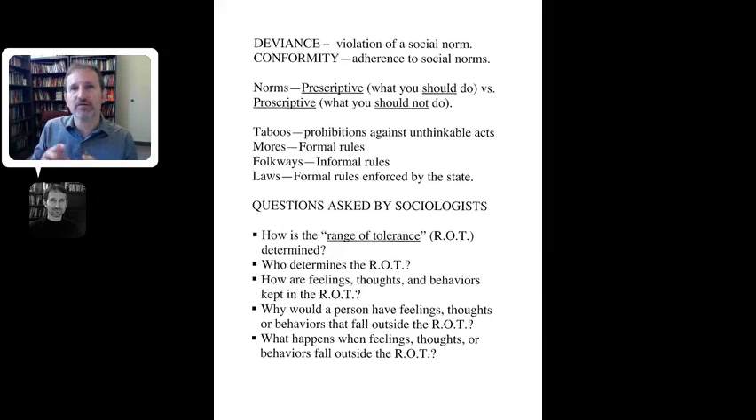And then you have points at which there are police. I'm sure some of you have seen these on I-80, sitting there usually in the medians. And when those people are present, what does that do to affect your perception of the range of tolerance? So how is the range of tolerance for behavior determined?